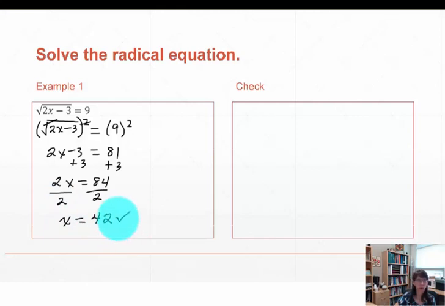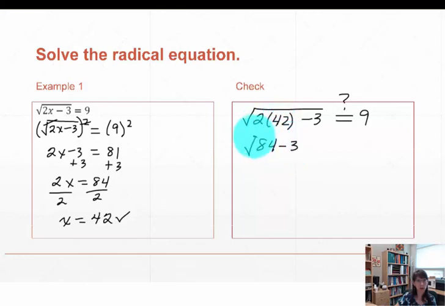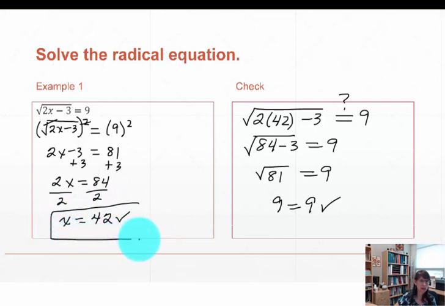Now let's hope that 42 works when we substitute it back into the original equation. That's how we check the answer. So we're going to now have the square root of 2 times our x value of 42 minus 3. And we'll check to see if indeed that equals 9. So that gives us the square root of 84 minus 3 equal to 9. 84 minus 3 would be the square root of 81 equals 9. And sure enough, 9 equals 9. So that means we get to keep this answer.